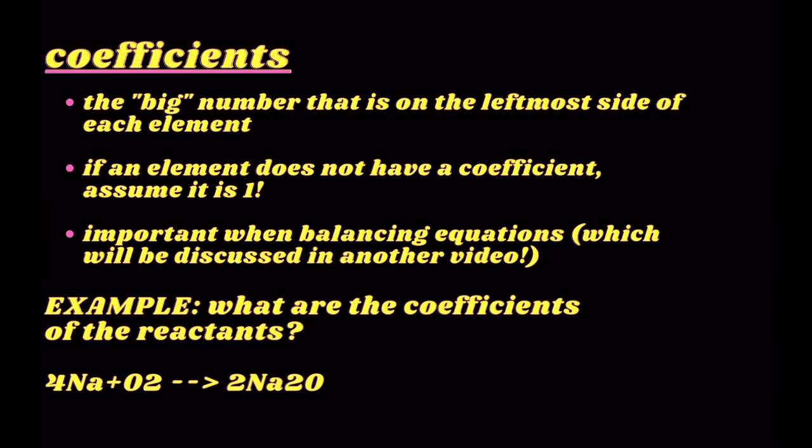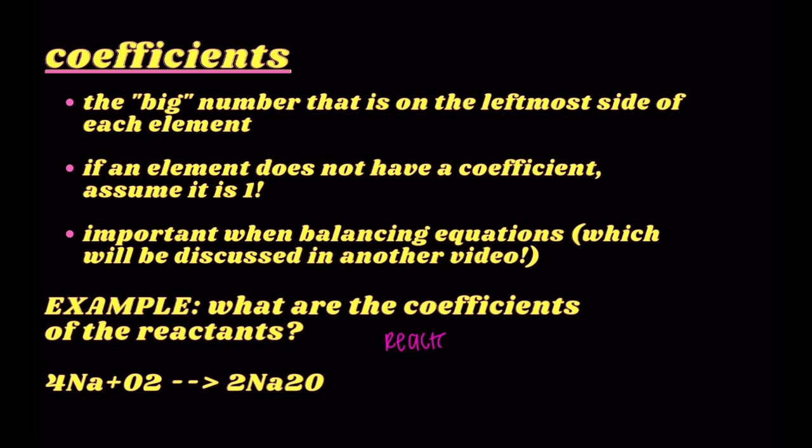We'll now discuss coefficients, which are the big number that is on the leftmost side of each element. It's also important to note that if an element does not have an explicitly written coefficient, we assume that it is 1. These are important when balancing chemical equations, which will be discussed in another video.